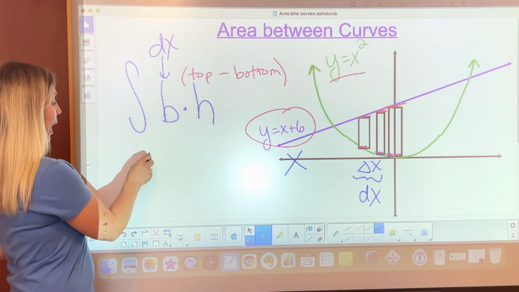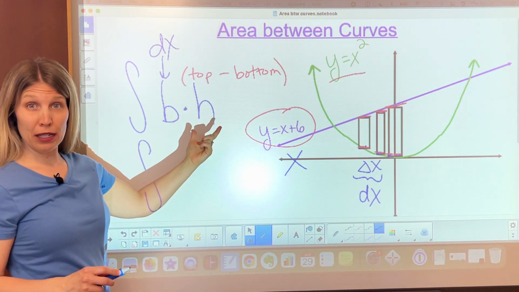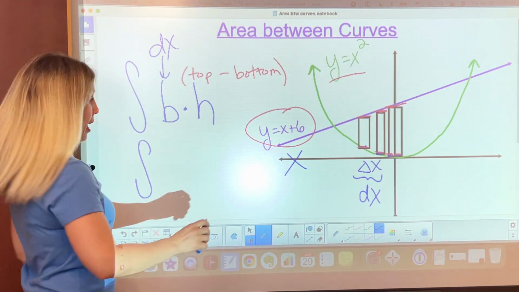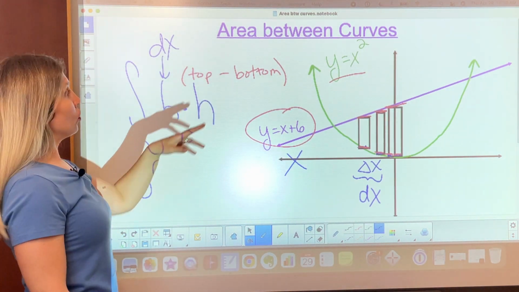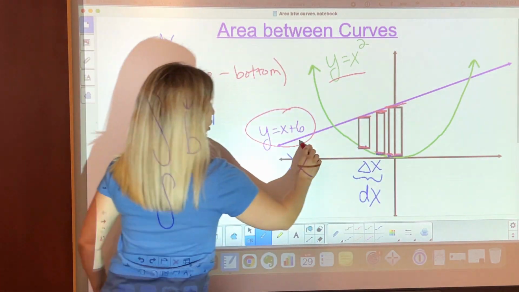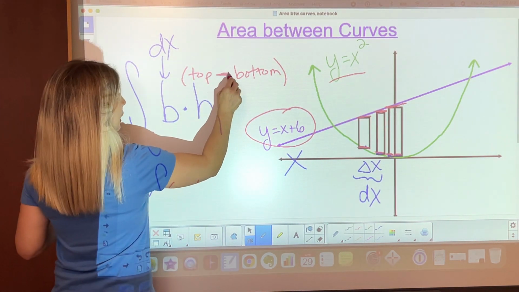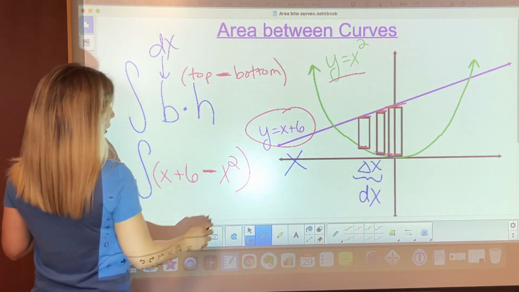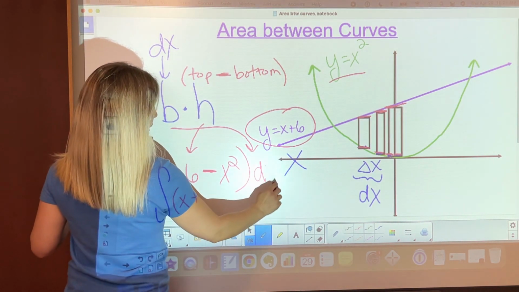So of course we're going to add up our rectangles, and we know when we multiply, it doesn't matter if we do base or height first, right? And so the base part, that change in x value, is actually going to go at the end, and then our height is the top function minus the bottom function. So what is our top function here? Well, the top function is actually our line. So our top function is x plus 6 minus our bottom function, which happens to be x squared. And so this is our height piece, and now our base piece is dx.